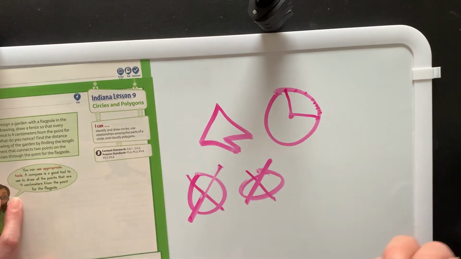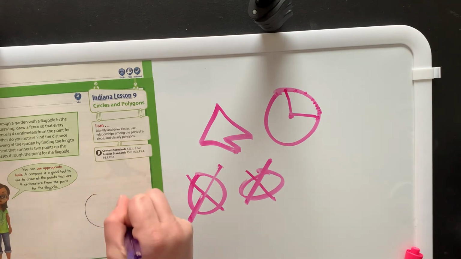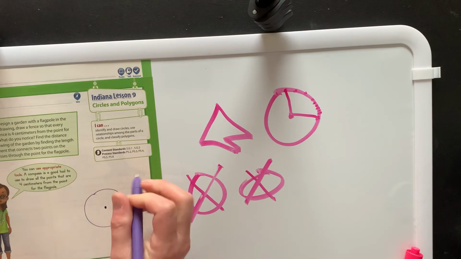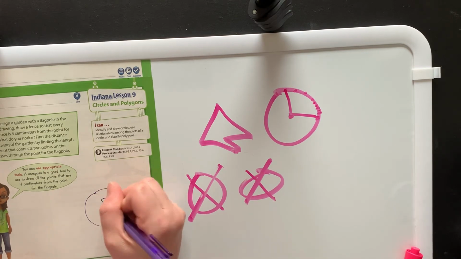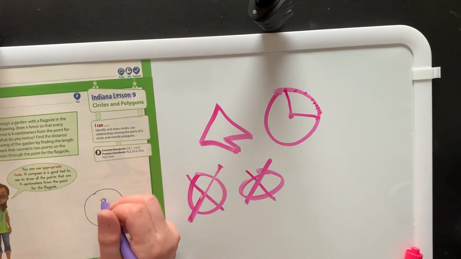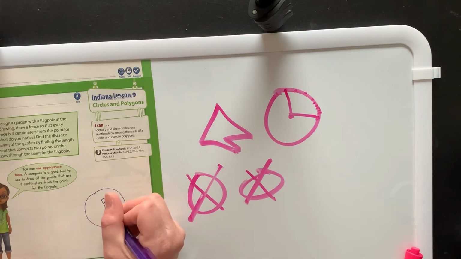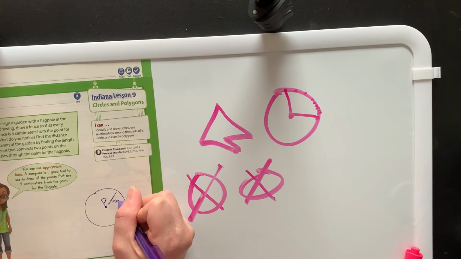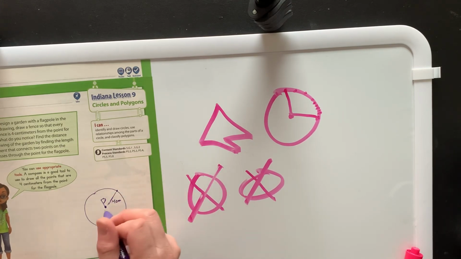Basically we're going to end up drawing a circular garden. Here's the flagpole in the center. You could even make yourself a little flag if you wanted to. That's the center of the circle. Then each one would be 4 centimeters, so this would be a measure of 4 centimeters this way. Each part of the fence is 4 centimeters from the center.